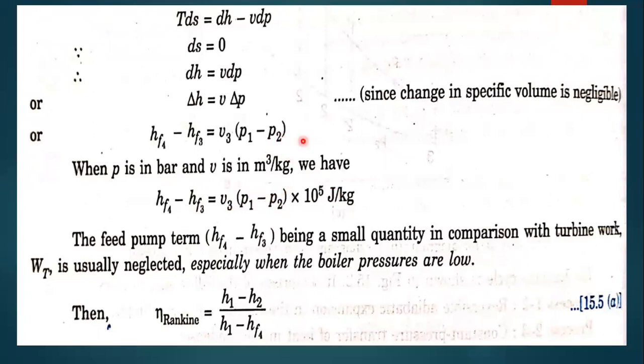So how can we convert? By converting that bar to joule per kg. One bar is equal to 10^5 joule per kg. Okay, so it will become HF4 minus HF3 is equal to V3 into P1 minus P2 into 10 power 5. Why? Because we have converted that bar to joule per kg. So that's why we need to take this.